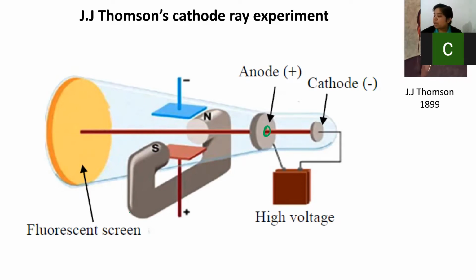He applied a magnetic field. So this is the magnetic field. You can see the magnet. And then he also provided an electric field. Now these plates, this negative and the positively charged plates, provide the electric field.